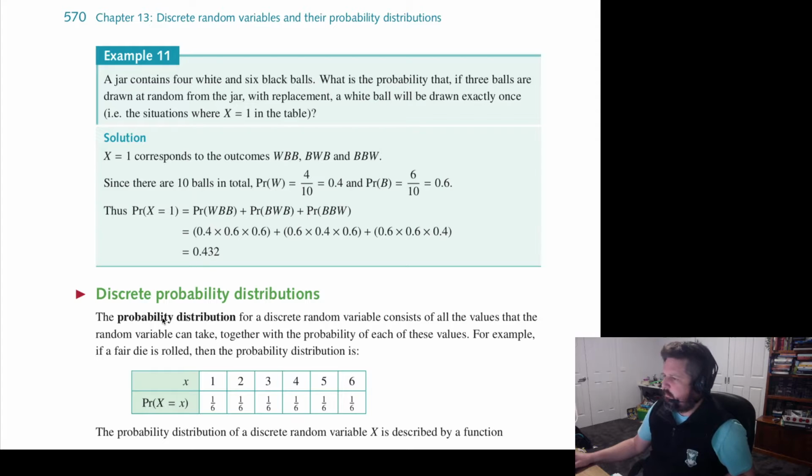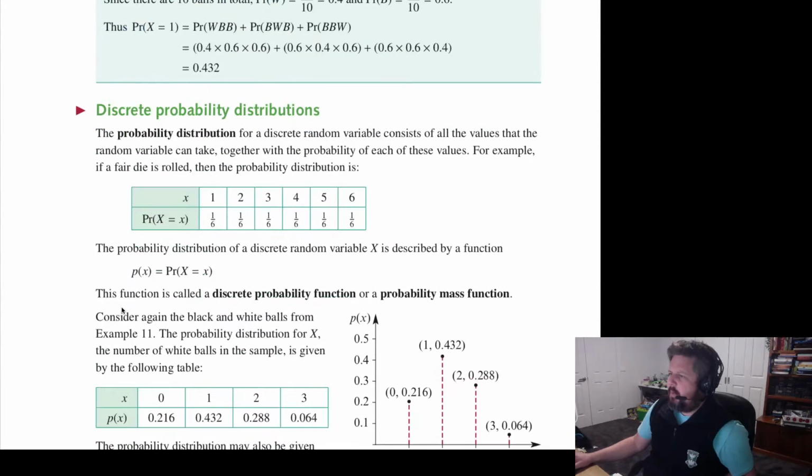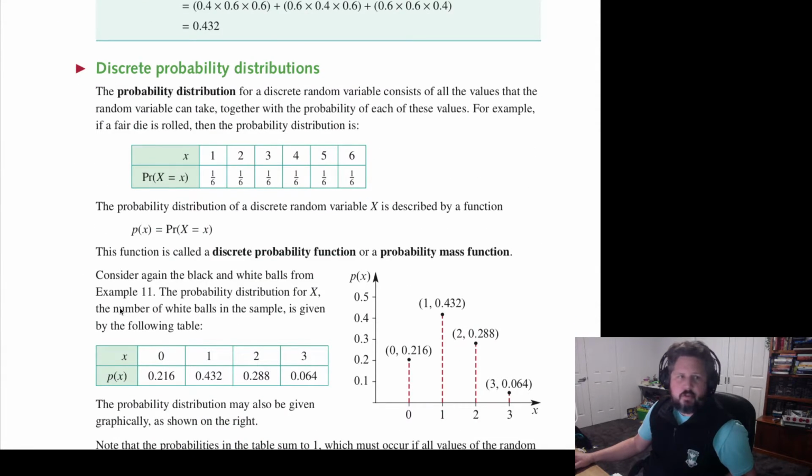Perfect. So we can go on and we can get what's called discrete probability distributions. It says here the probability distribution for a discrete random variable consists of all of the values that a random variable can take together with the probability of each of those values. So again, the scenario they've drawn up is using a die, and it's a fair one, so you'd expect it to be equal. So the numbers 1 to 6 on the die, the probability of each of those events occurring is 1/6.